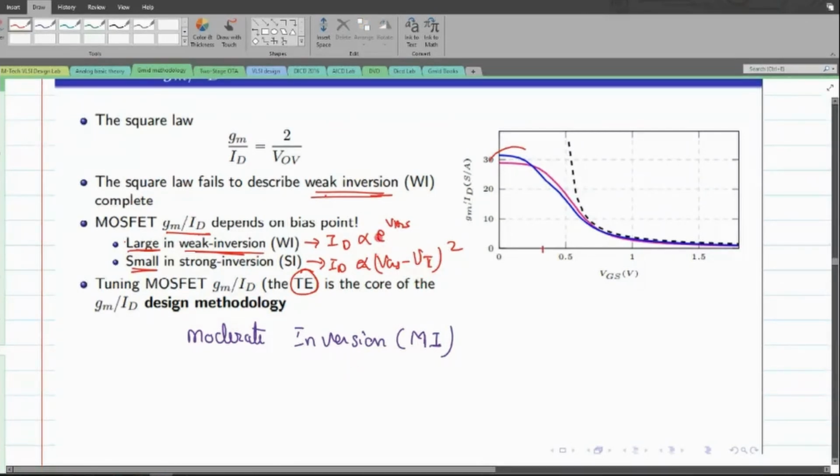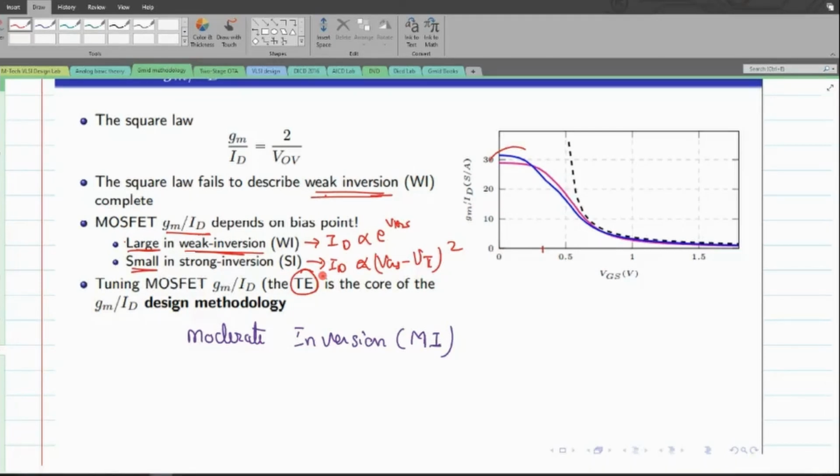But we know that there are these two different current expressions. One says it is supposed to be exponentially related to VGS. The other says it is related quadratically to the value of VGS. These are obviously two different expressions, or two different scales at which they are trying to talk.